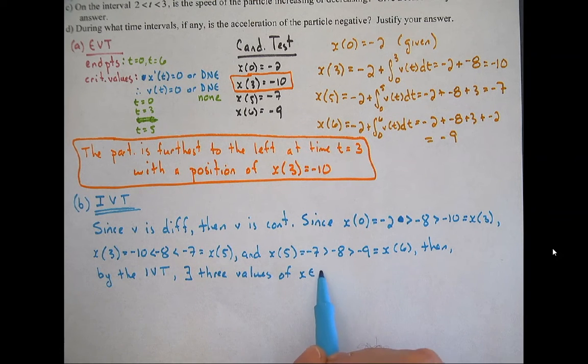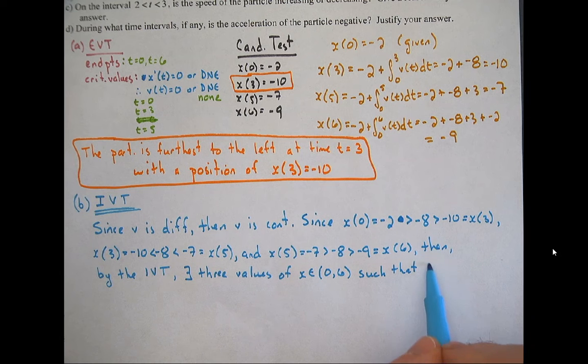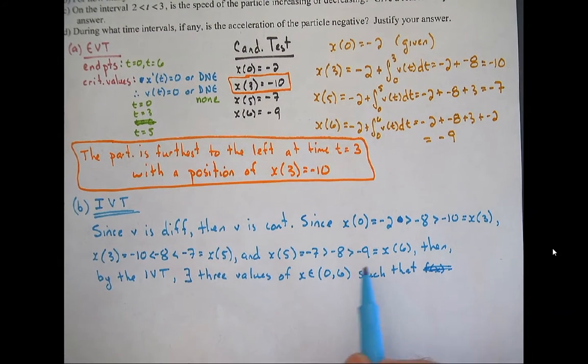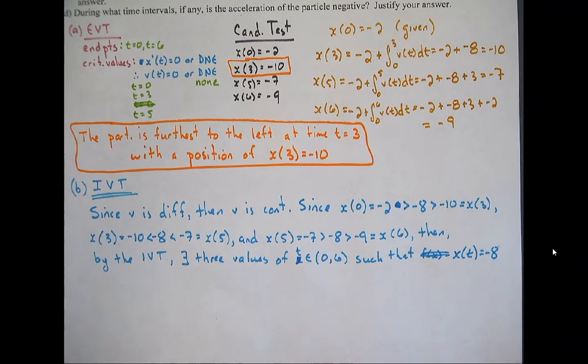on the interval 0 until 6 such that f of x equals, dang it, I don't want to use x anymore. T such that x of t equals -8. Something like that. I think we did pretty good there. We're going to look at the scoring guide in a minute, but I like that. I think that looks good.